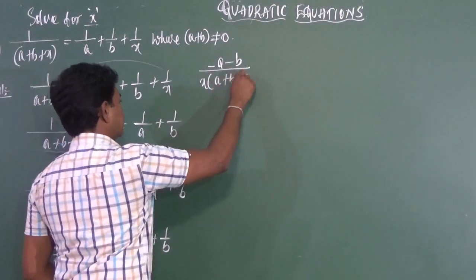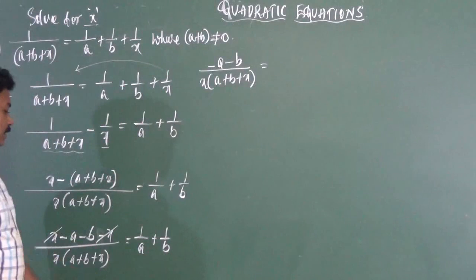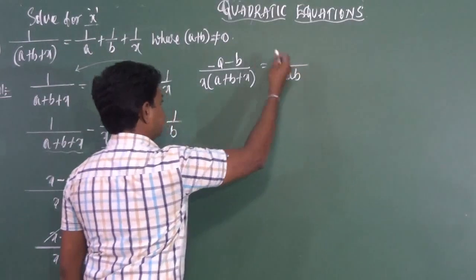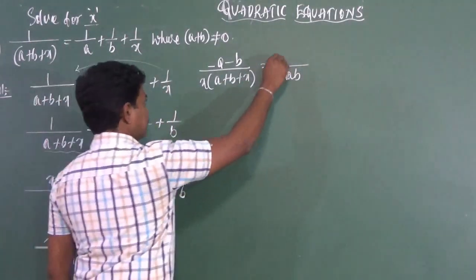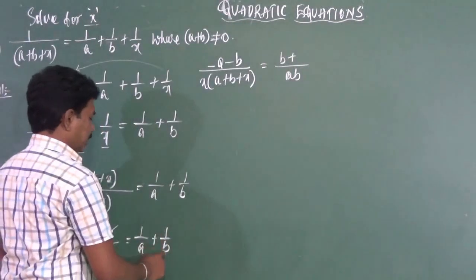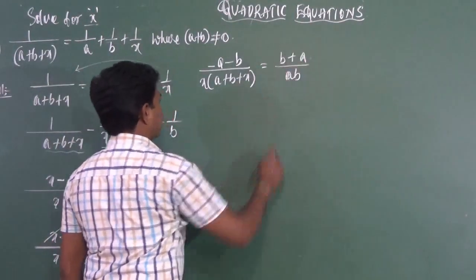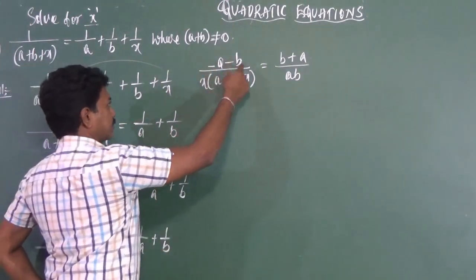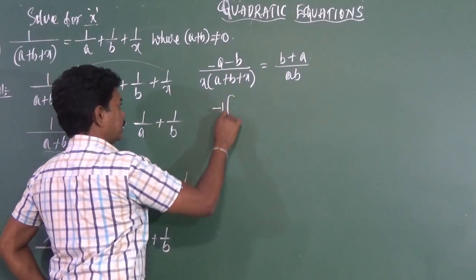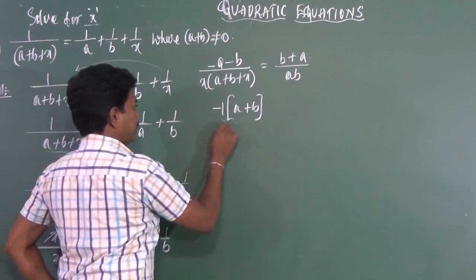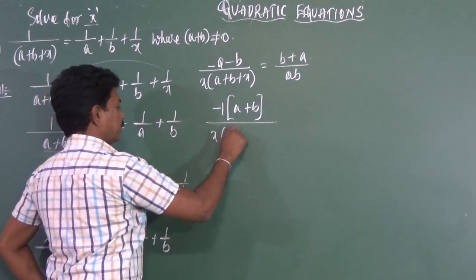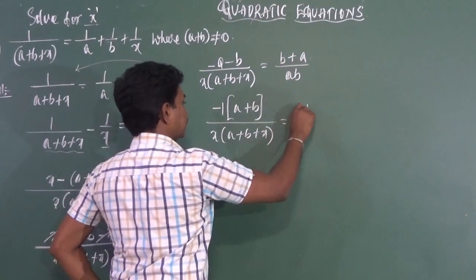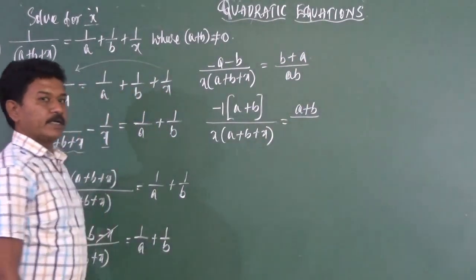This is equal to, so you have to take LCM on the RHS also. For a and b, LCM is ab. So 1 by a into ab is b, plus 1 by b into ab is a. Okay. Now in the numerator, let us take minus 1 as common, because a also has a negative sign, b also has a negative sign. So minus 1 if you take it as common, you are left with (a plus b) by x into (a plus b plus x) is equal to, b plus a can be written as a plus b, because the commutative property for addition holds good.